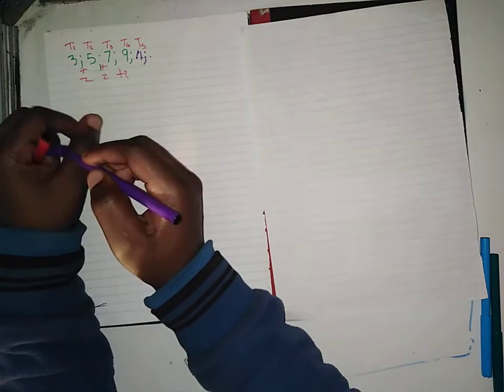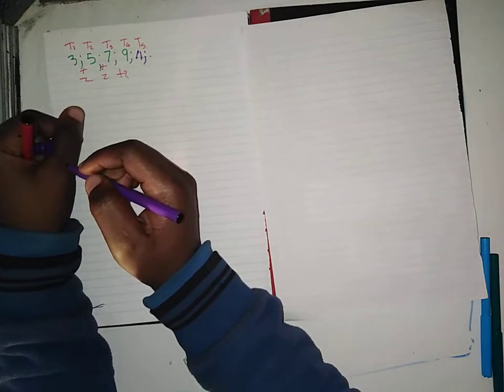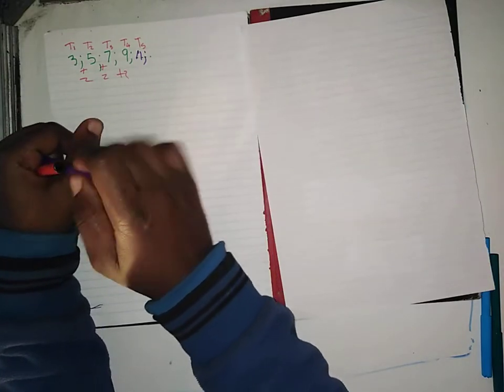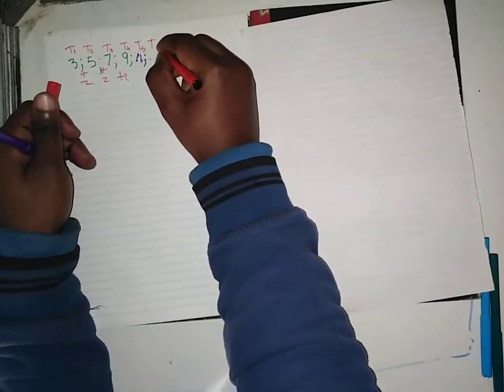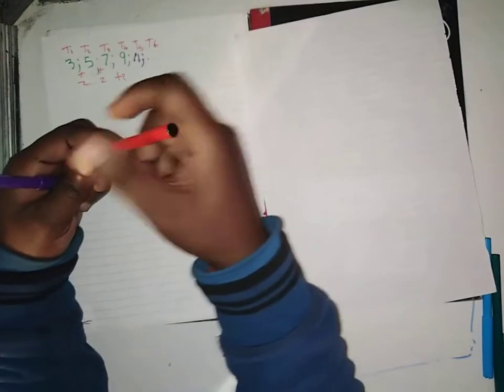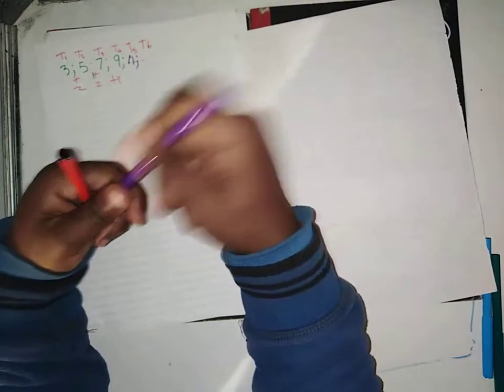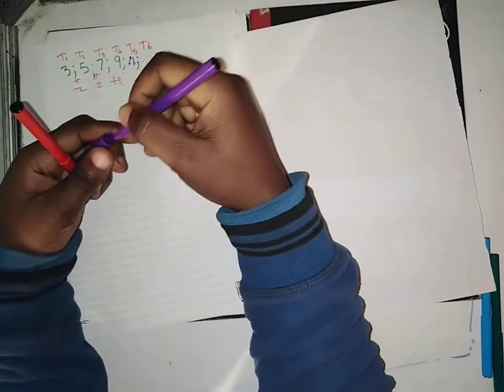Now let's say I'm also looking for T6. How can I find T6? I do the same thing. I just add 2. So I added 2 here.